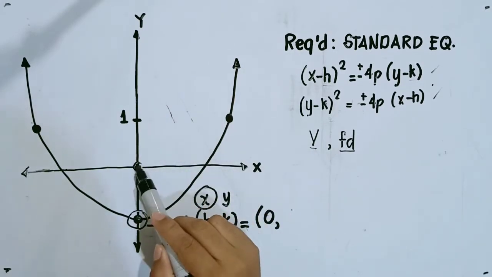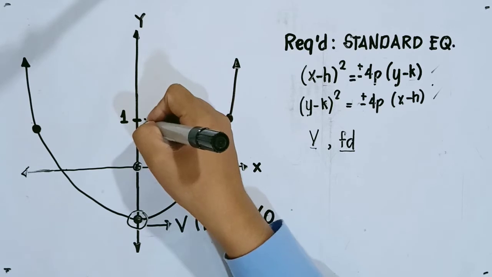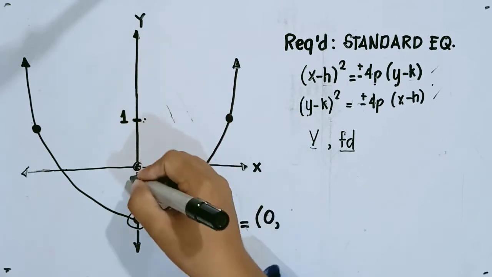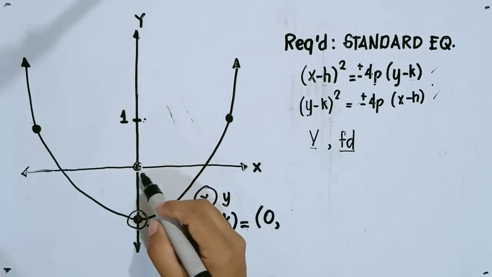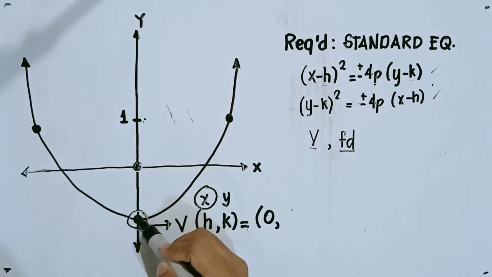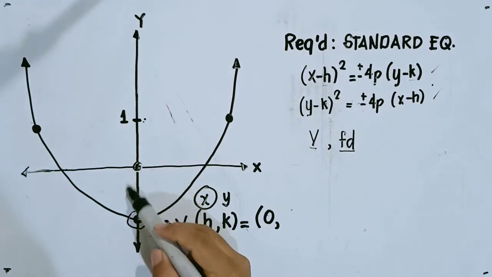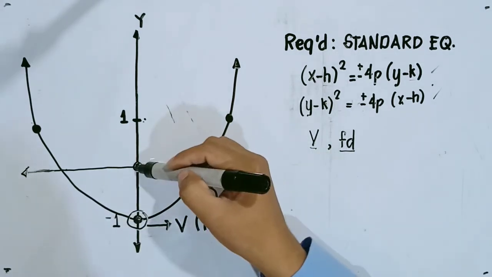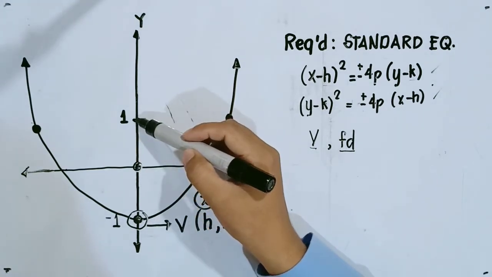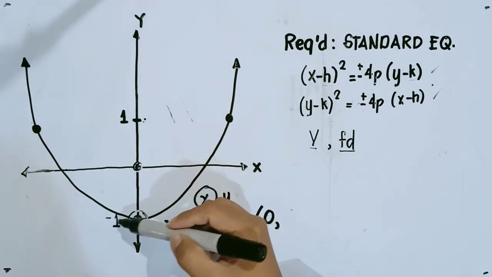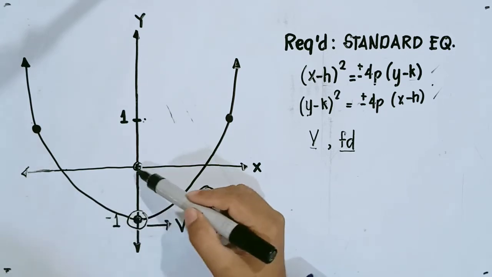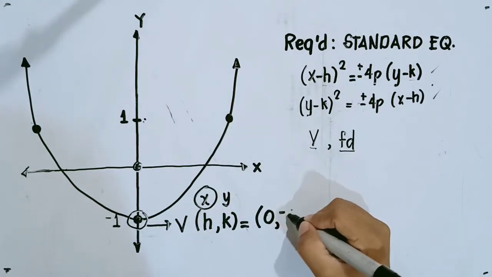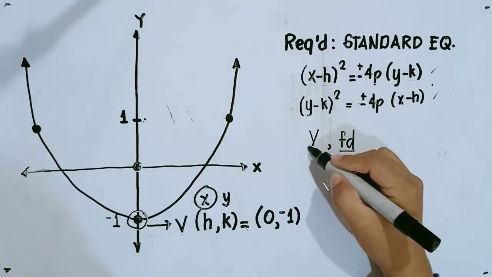Since this is the origin and this is positive 1 here, the distance from the origin to this is 1. Therefore, if we look here at the bottom, we can also say that the distance from this point to this point is also 1. And because it is below the x-axis, we have negative 1 here. So this is the origin, this is 1 unit, and this is 1 unit, but it is negative because it is below the x-axis. Therefore, our y-coordinate is negative 1. So we already have our vertex.